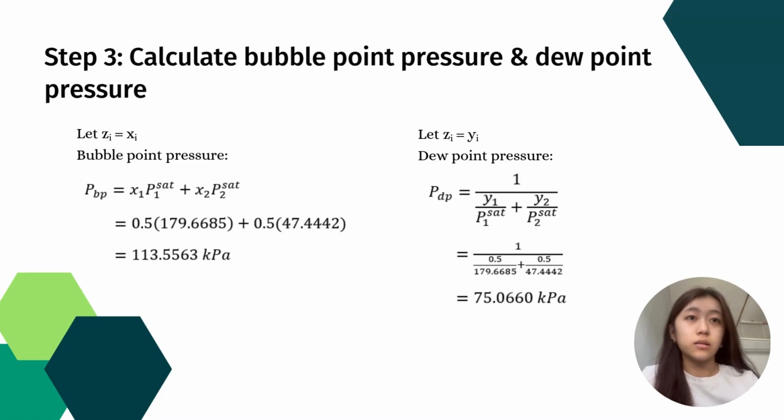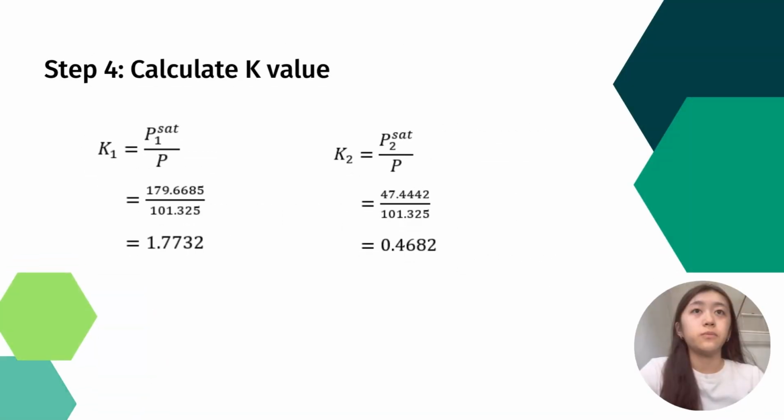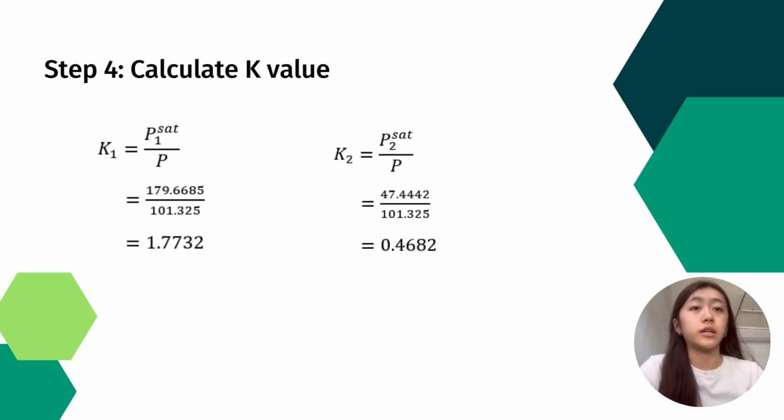Moving on to step 4, which is to calculate the K value, which is the equilibrium ratio. K1 is equal to P1 sat over total pressure, and K2 is equal to P2 sat over total pressure. The value we got for K1 is 1.7732, whereas K2 is 0.4682.